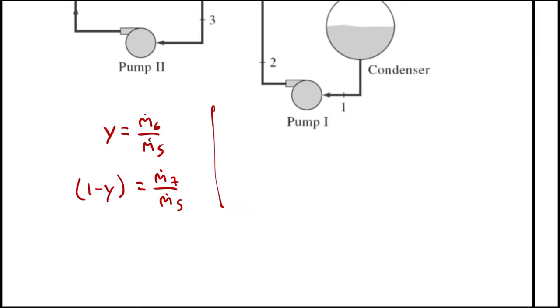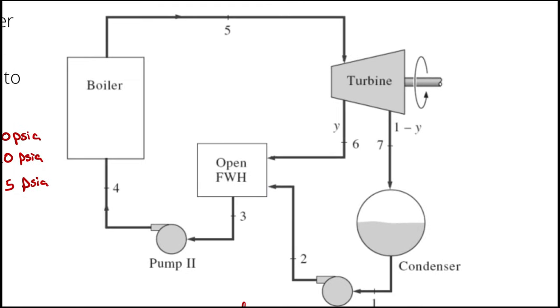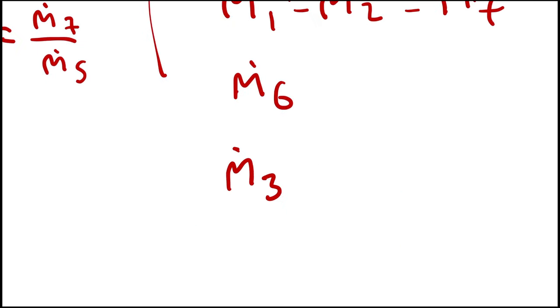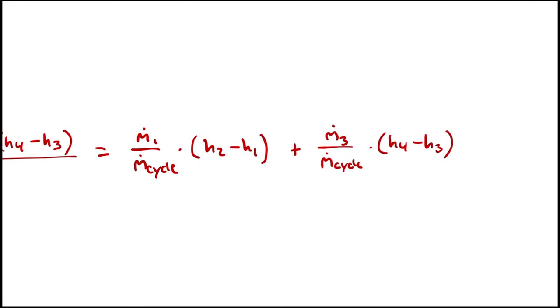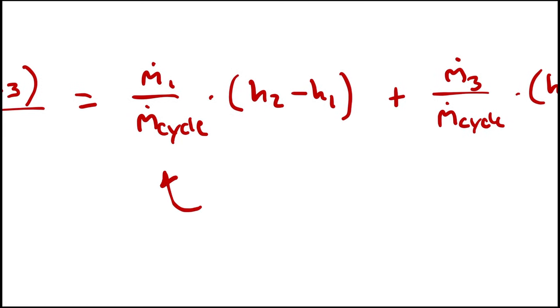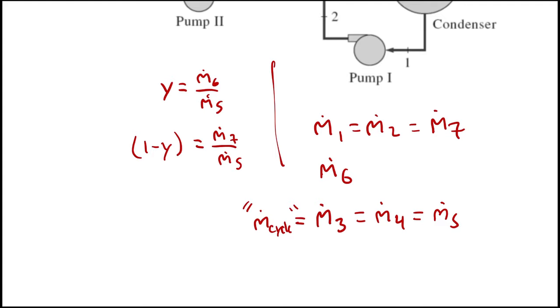And remember, m dot 1 is equal to m dot 2, which is equal to m dot 7. m dot 6 stands alone. And then m dot 3, m dot 4, and m dot 5 are also all equal to each other. And this quantity, m dot 3 or m dot 4 or m dot 5, is what we're calling m dot cycle. So, in this calculation, does m dot 1 over m dot cycle become 1, y, or 1 minus y? You're right, it becomes 1 minus y. Because m dot 1 is equal to m dot 7 and m dot 5 is equal to m dot cycle, therefore m dot 1 over m dot cycle is equal to m dot 7 over m dot 5, which is 1 minus y.